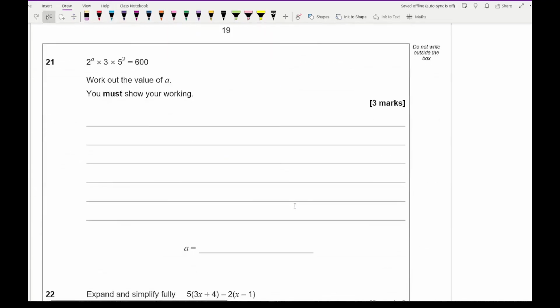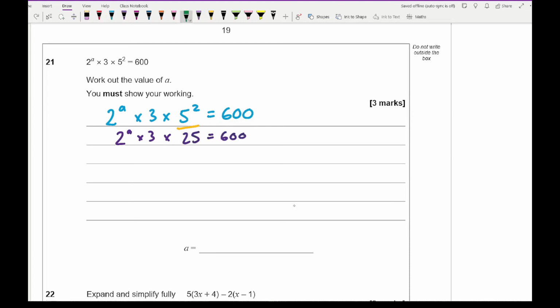Moving on to question 21, it says 2 to the power a times 3 times 5 squared equals 600. It says work out the value of a. So I've got 2 to the power of a multiplied by 3 times 5 squared equals 600. Now 5 squared is equal to 25. So here I've got 2 to the power a times 3 times 25 equals 600.